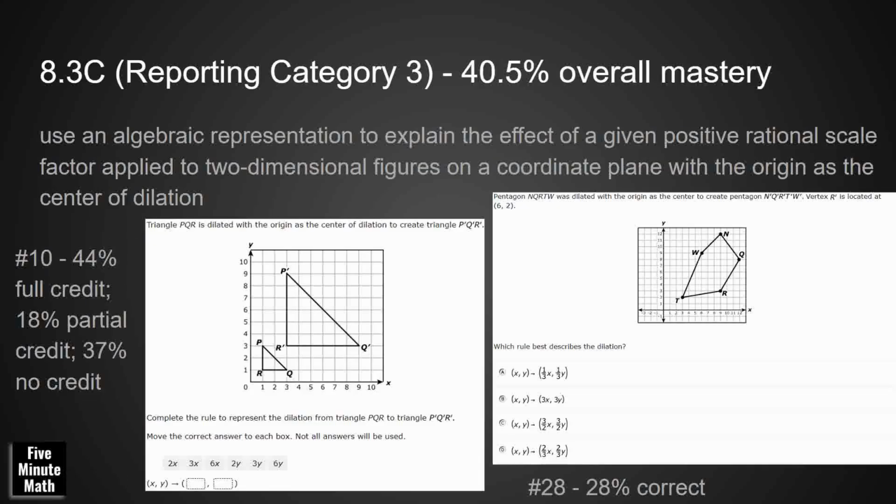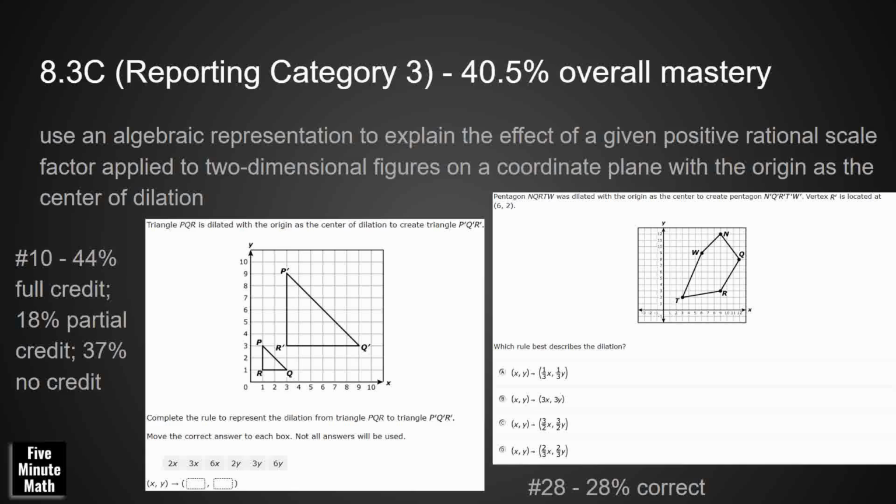Next, we're looking at 8.3C. This is in reporting category 3. Only 40.5% overall mastery. You see it was tested twice. And we are explaining the effect of a scale factor on a two-dimensional figure on a coordinate plane with the origin as the center of dilation.